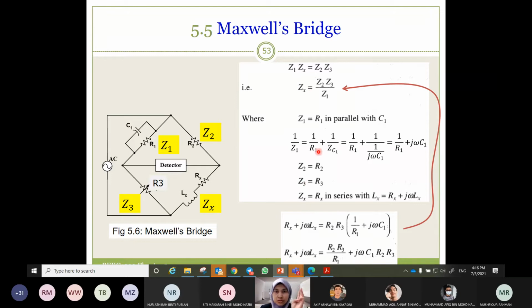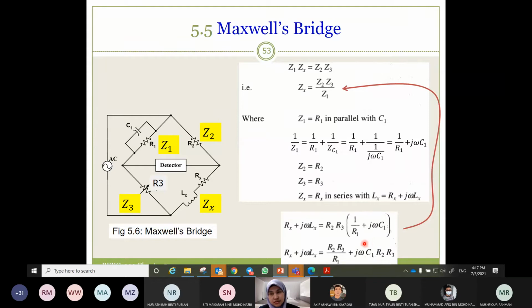So now we substitute all Z in this balance equation. Zx is equal to Rs plus J omega Ls, and it is equal to Z2 Z3, where Z2 and Z3 are R2 and R3, divided with Z1. We know that 1 over Z1 is equal to this, so just write here 1 over R1 plus J omega C1. The third step is to substitute all the Z's in the balance equation. Step 3.